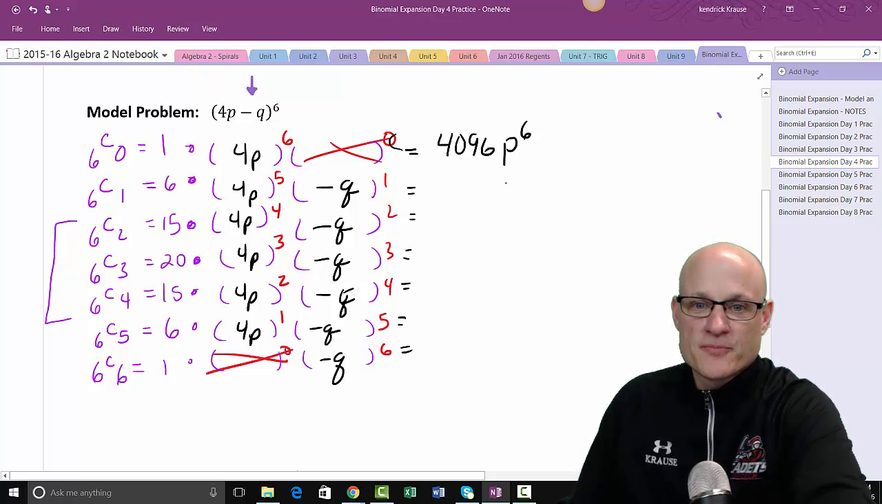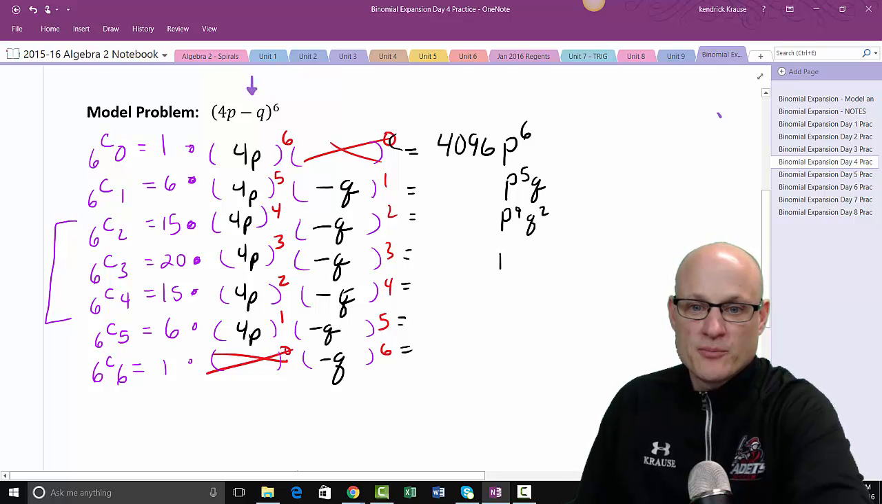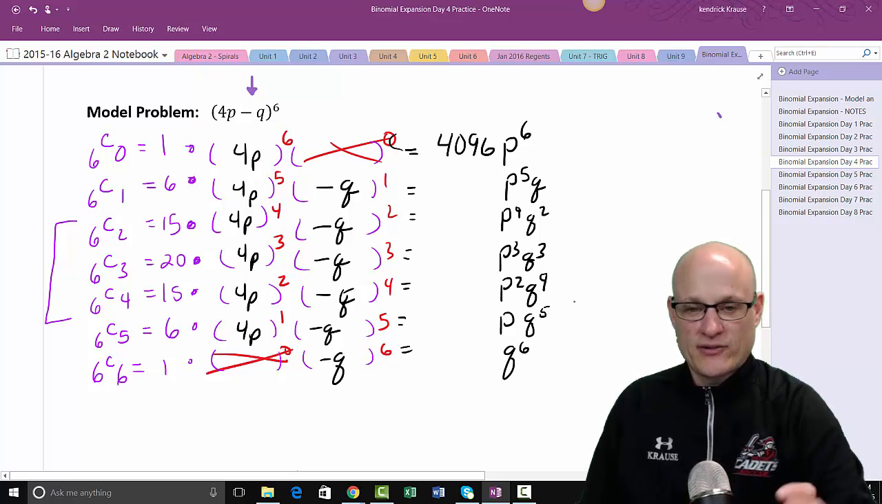So let's try this again. P to the 5th q. P to the 4th q squared. P cubed q cubed. P squared q to the 4th. Remember, this one's adding up. I don't know why every time I write a 4, it looks like a 9. P q to the 5th. And finally, q to the 6th.